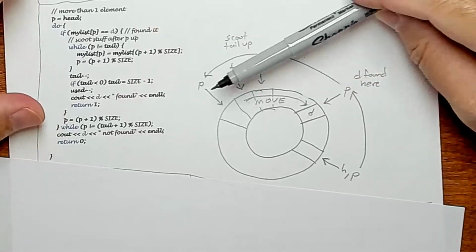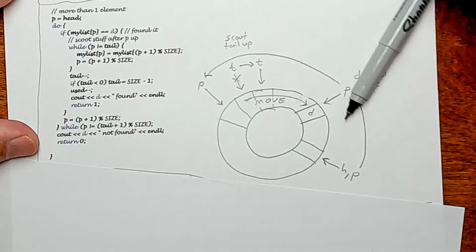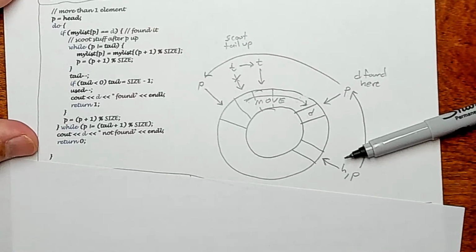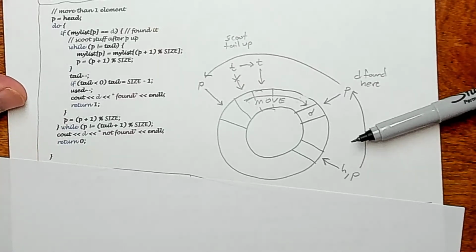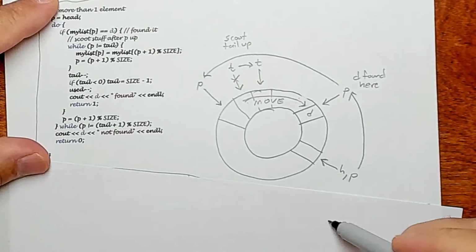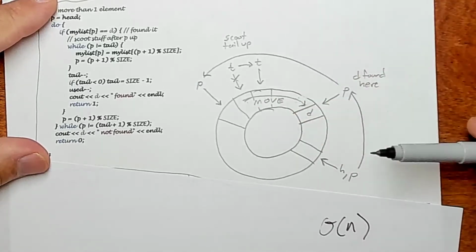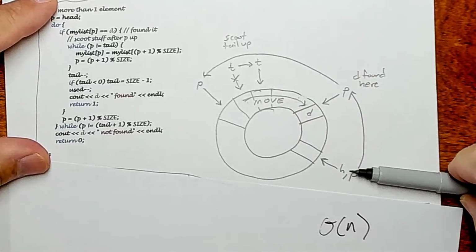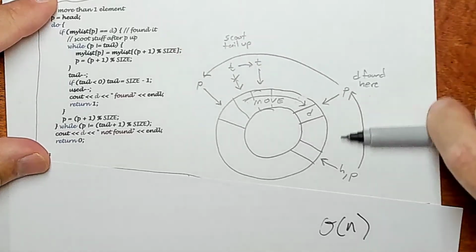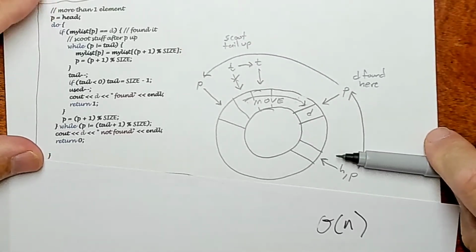So basically, no matter what happens, this thing has to travel the entire length, so the time complexity is N. It's big O of N, where N is the number of data elements, because this pointer P always has to travel the entire width of this thing.